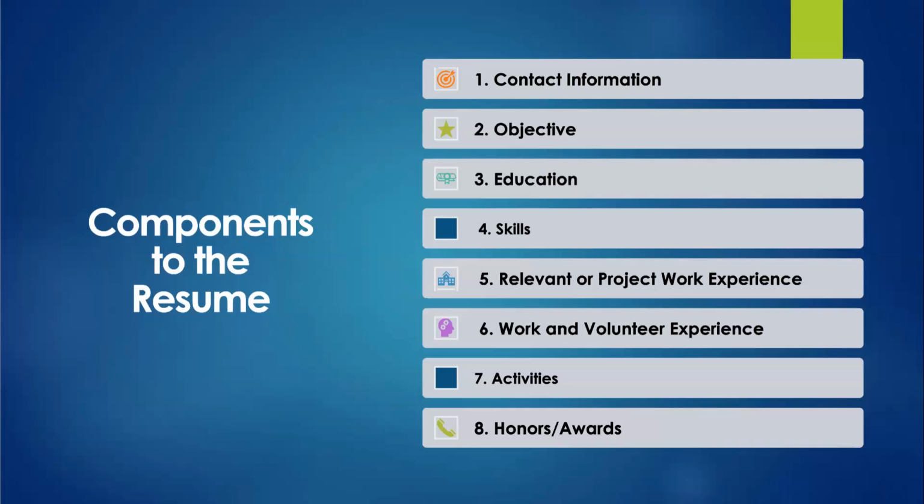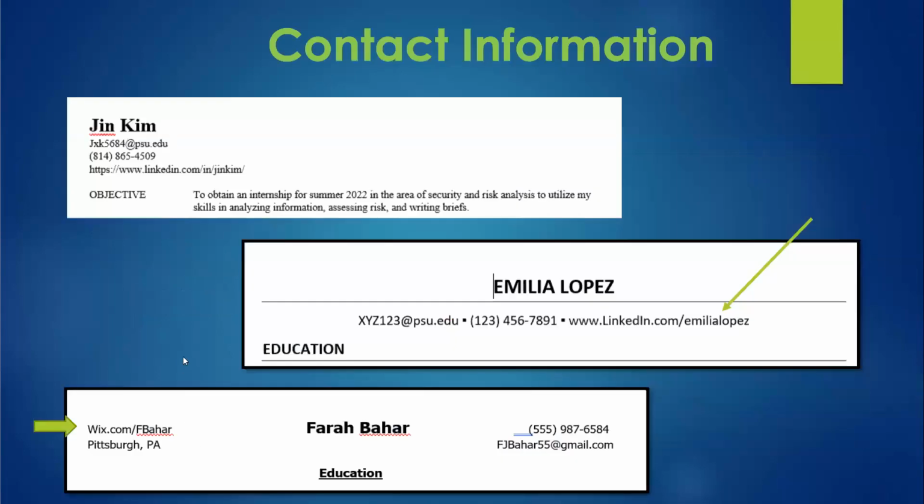field. Potentially, if you don't have a ton of work experience related to your major, you can include some project work experiences from class projects, could include some part-time jobs, internships, activities if you're involved with some student orgs, and potentially some awards or honors. So the first contact information is always going to be at the top of your resume, with your name being the largest thing on the resume.